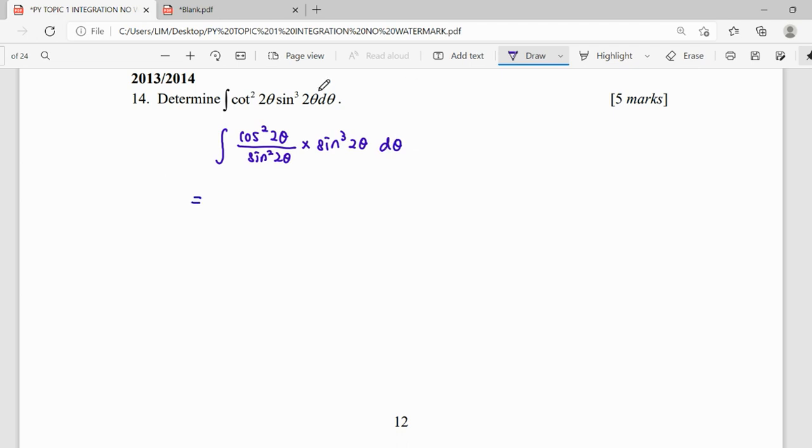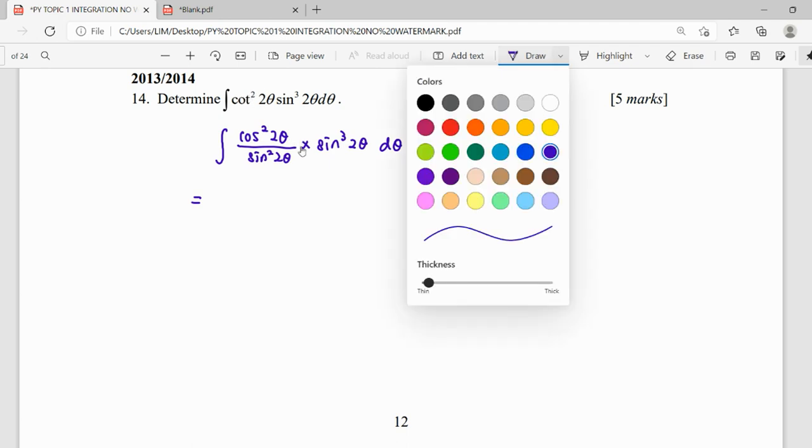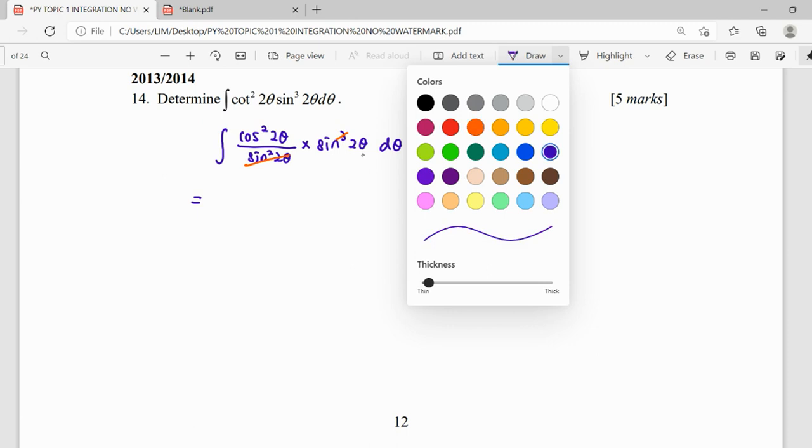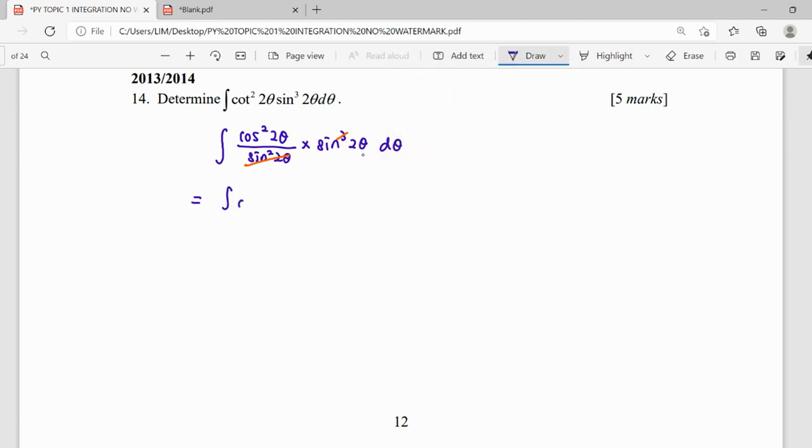Okay, so from this question, after we look at our cotangent square, we simplify it into the form of cos over sine. So actually, this question is not so hard. You can see sine square, we can simplify it with sine cube, and it becomes sine 2 theta. So our question here is just cos square 2 theta, I will put bracket, times sine 2 theta. Okay, so this is our simplified form.